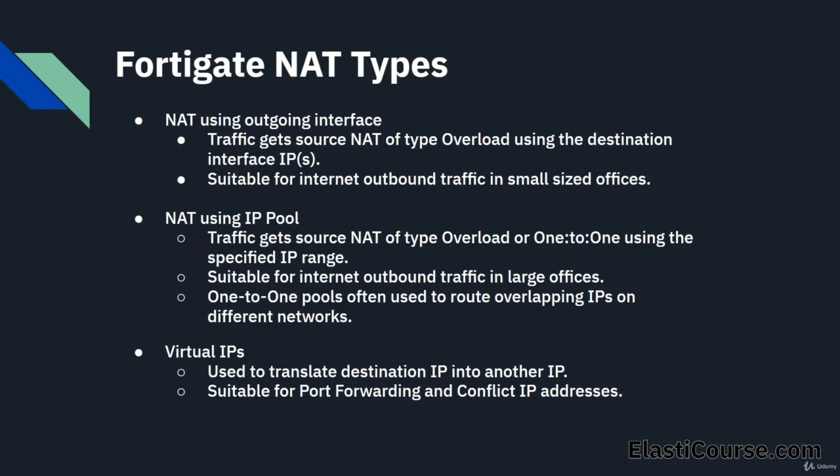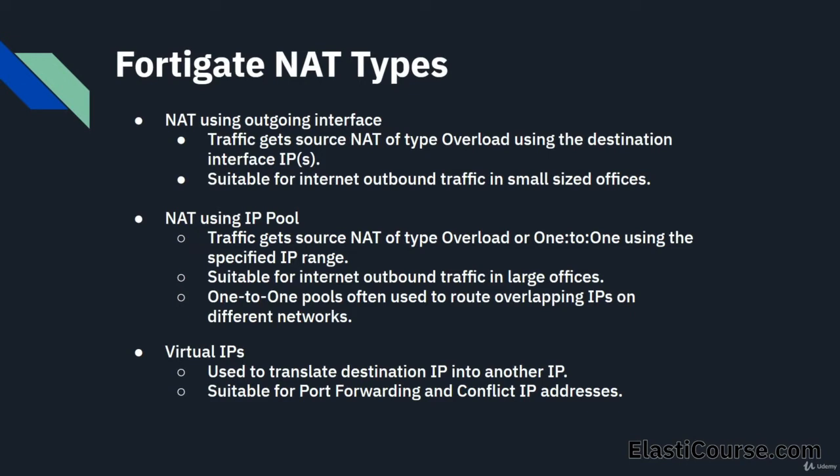First, we have NAT using the outgoing interface, and this mode is suitable for connecting to the internet. So your ISP will give you a single public IP address, and all your internal clients will use their private IP addresses to try to access the internet. And then the firewall or your router will take all these sessions and NAT them using a source NAT to a specific public IP address that is assigned to you.